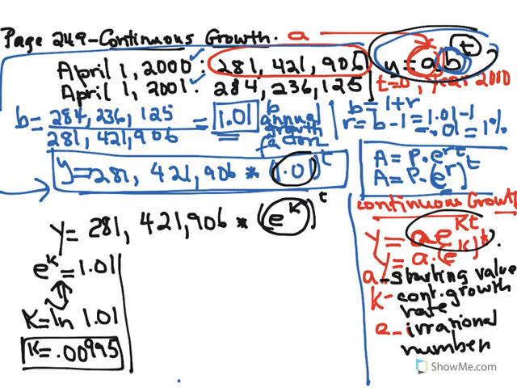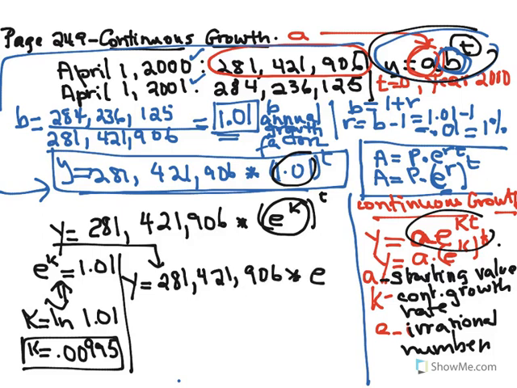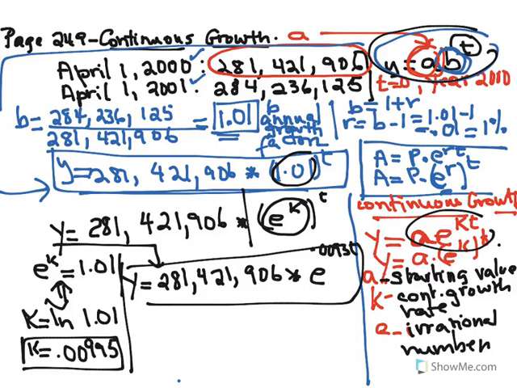Yes? So my function will be y equals 281,421,906 times e to the 0.00995 to the t. Okay? And this is the representation of my exponential function.